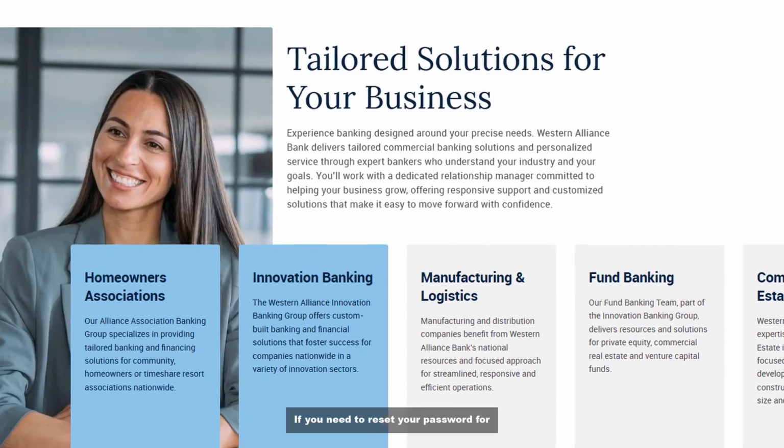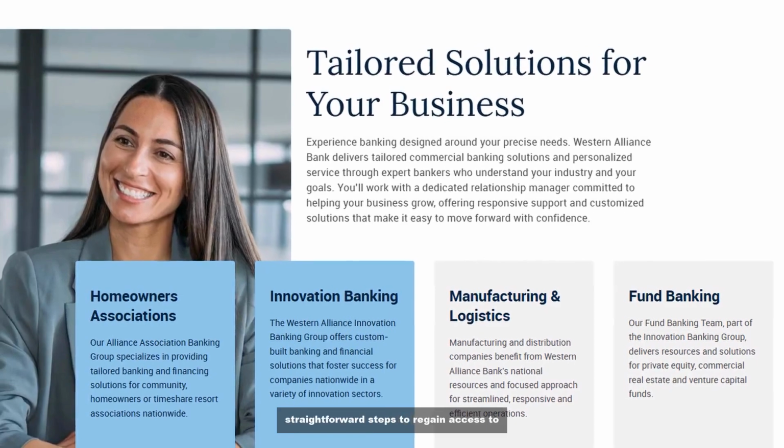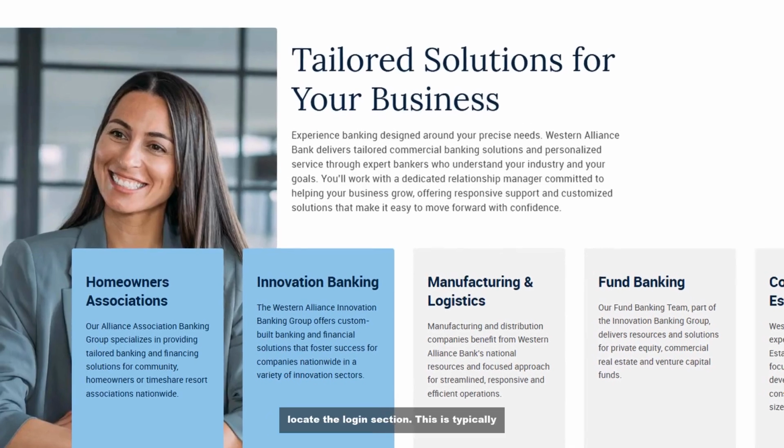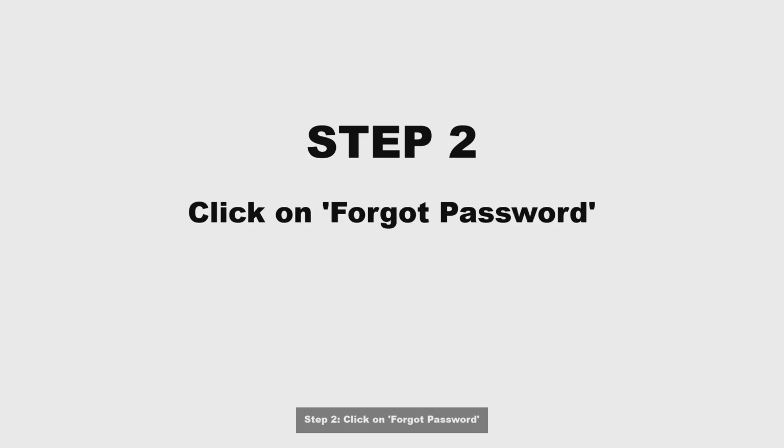If you need to reset your password for Western Alliance Bank, follow these straightforward steps to regain access to your account securely. Step 1. Visit the login page. Go to the Western Alliance Bank website and locate the login section. This is typically found on the homepage. Step 2. Click on Forgot Password.